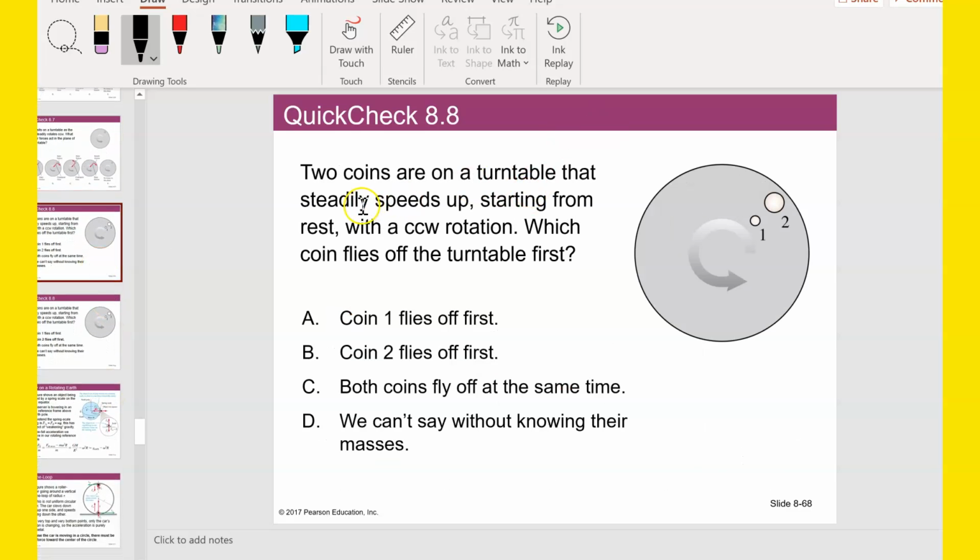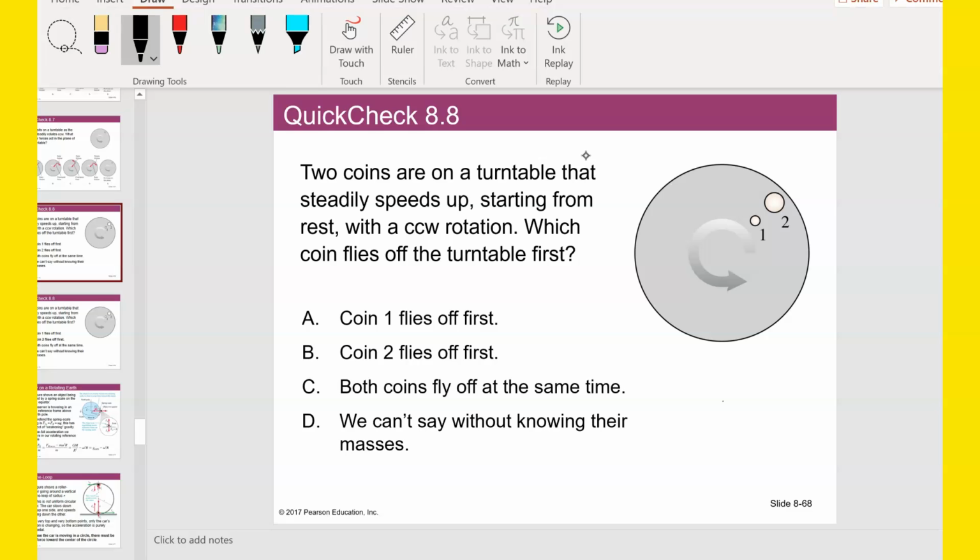Alright, similar. Two coins are on a turntable, starting from rest. Which coin flies off the turntable first? This is kind of the merry-go-round question. If you've ever ridden on a merry-go-round, where is it harder to hang on? If you're toward the center of the merry-go-round or if you're toward the outside of the merry-go-round.